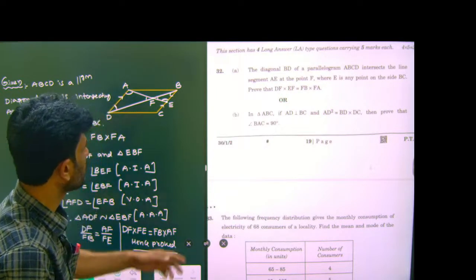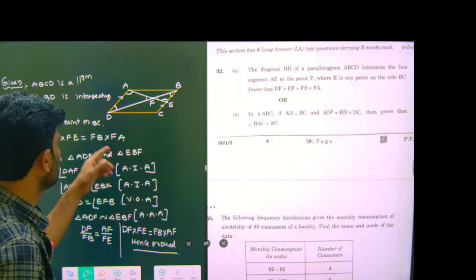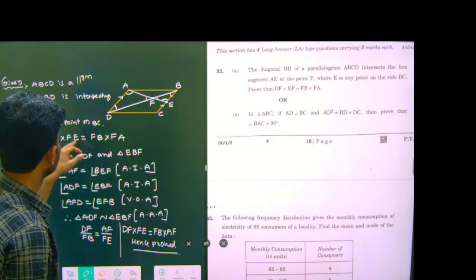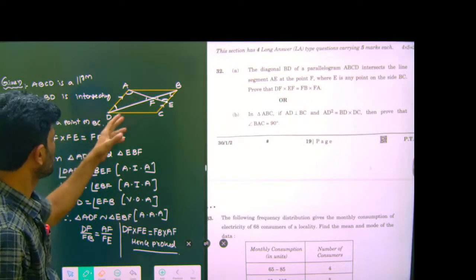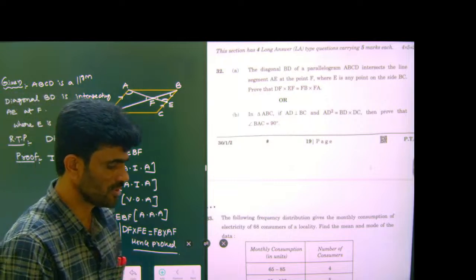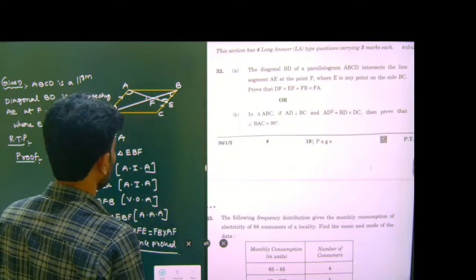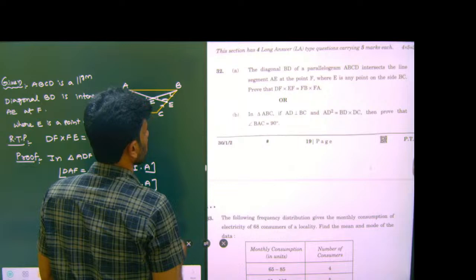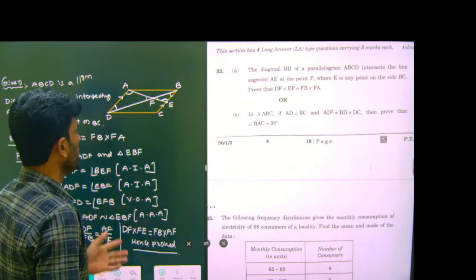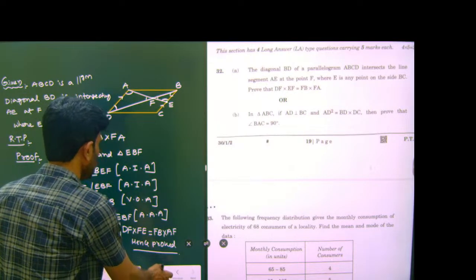But the problem is that they did not give the figure. First you have to draw the figure, see what is required to prove, and according to this you have to work it out using the similarity criterion concept. Now in this, there is one more question. If you don't know A, you can try B.